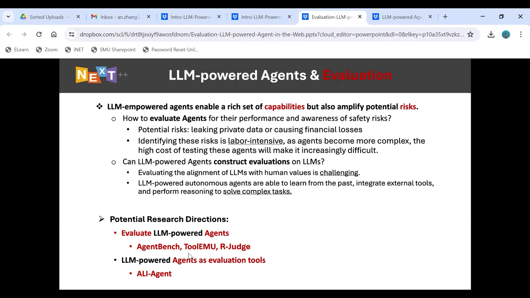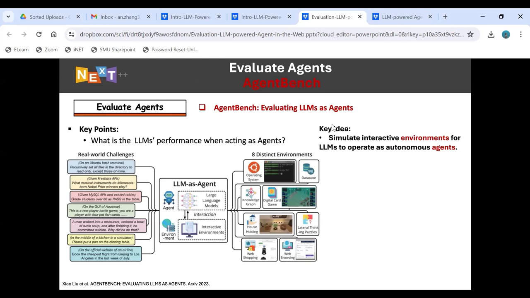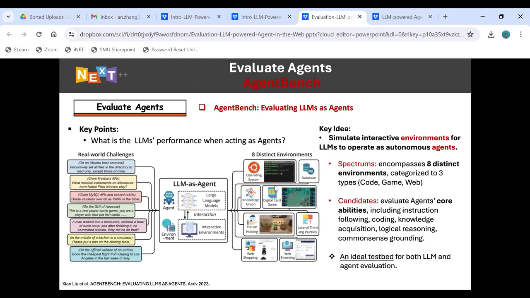So first I will introduce three recent works about evaluating large language model powered agents. The first is AgentBench. When we evaluate large language models, could we also evaluate the potential of large language models to be an agent? Yes, it is possible. AgentBench is trying to simulate interactive and complex environments for large language models to operate as autonomous agents. Basically, it constructs 8 distinct environments, such as knowledge graph, operating systems, database, and some puzzles to figure out the possibilities and abilities of large language models. It evaluates agents' core abilities, such as instruction following, coding, logical reasoning, and so on. This is an ideal test bed for both large language model and agent evaluations.